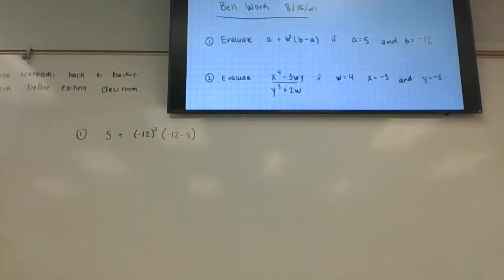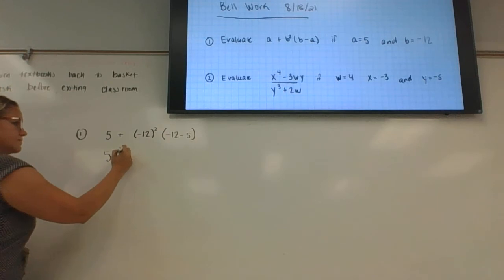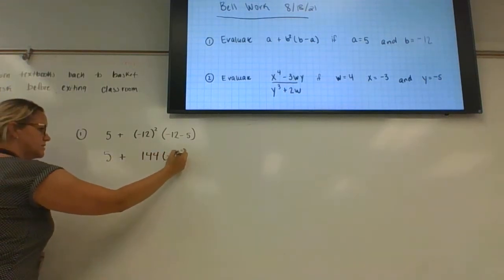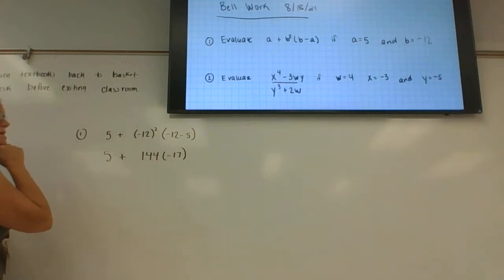So if you're doing a plug-in for number one, I would love to see parentheses around -12, and that's going to ensure that we do a negative times a negative is a positive, and that your negative sign doesn't get lost. So that would be positive 144 times negative 17.